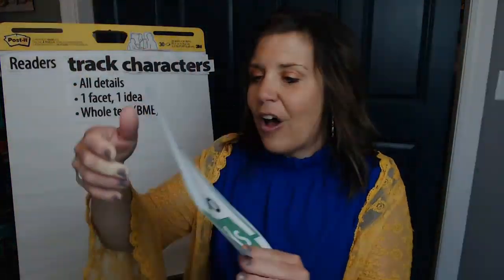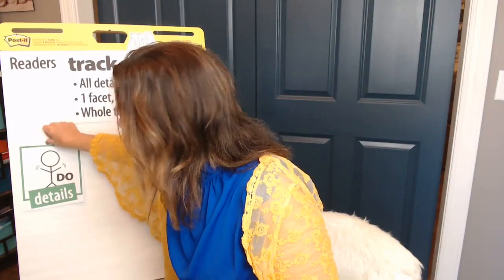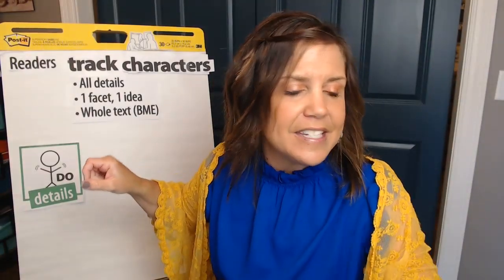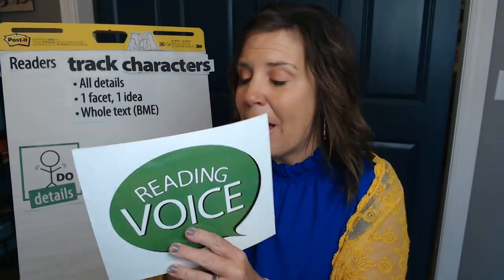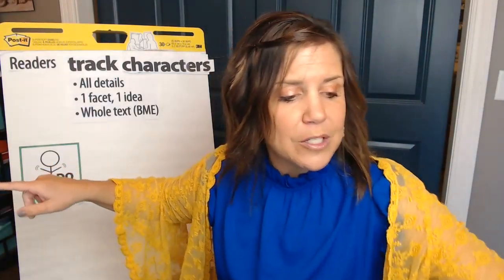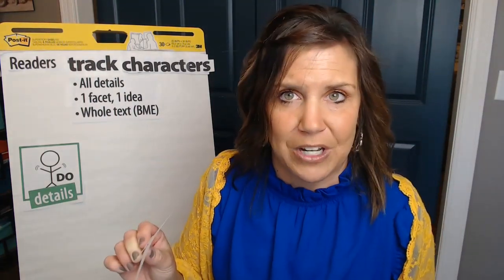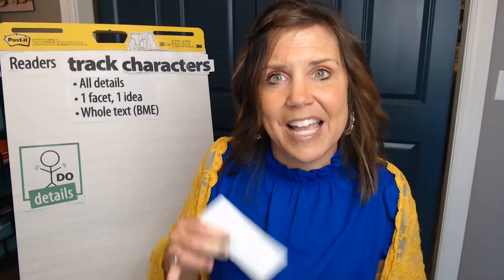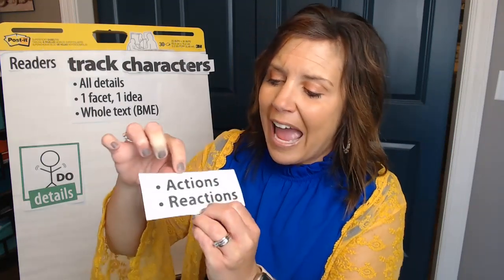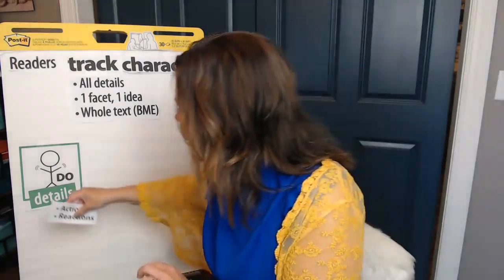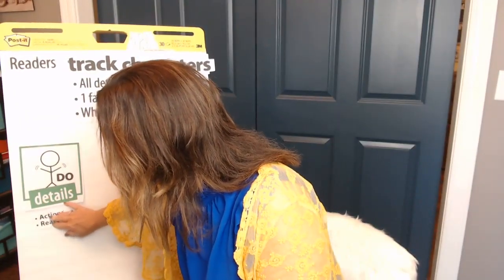Okay. And so we're going to put do on our chart, and notice that it is in green because these details we're collecting are reading voice details. They're the actual details that we're going to pull out of the story about what Pete is doing. And when we talk about what he's doing, it could be his actions. It also could be his reactions. Somebody could do something to him, and it's kind of how he responds. So it could be actions or reactions. But those are the types of details that we're going to collect when we're looking for Pete and what he's doing.